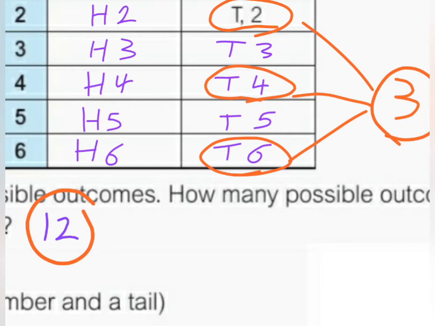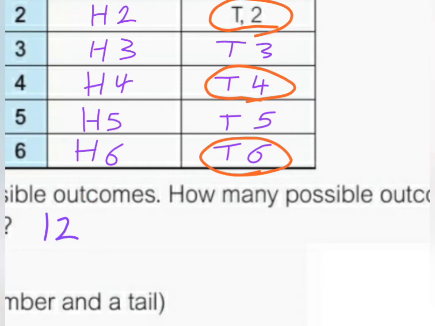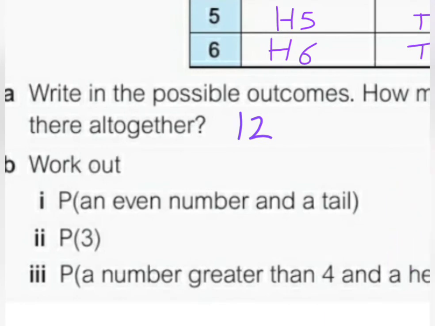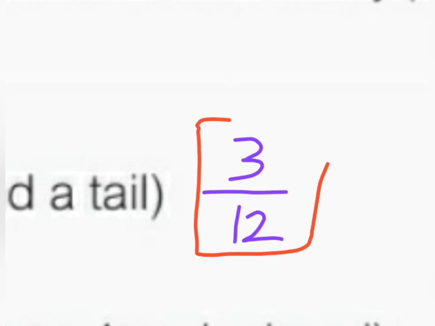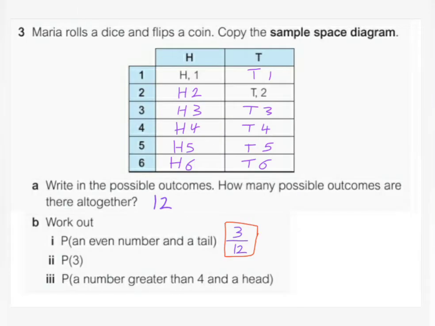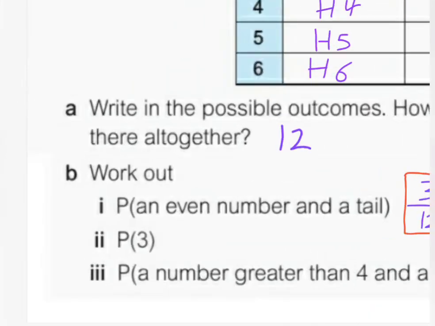So what's the probability of getting an even number with tails? It's going to be 3 over 12. Now, let me remove this. So they are 3 over 12. Let's write it here. 3 over 12. And this is the probability of getting an even number and tails at the same time from rolling a dice and flipping a coin. Now, let's take a look at the next one.